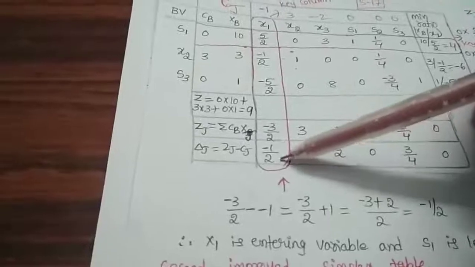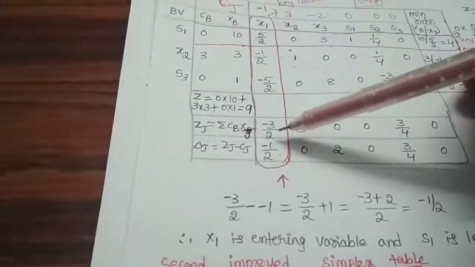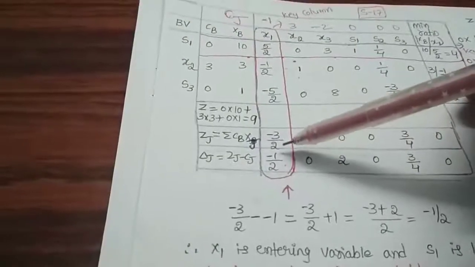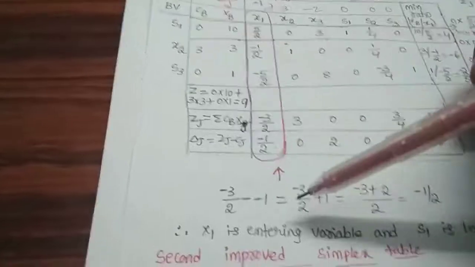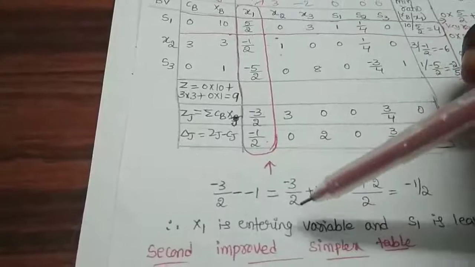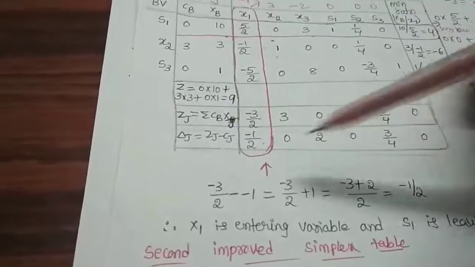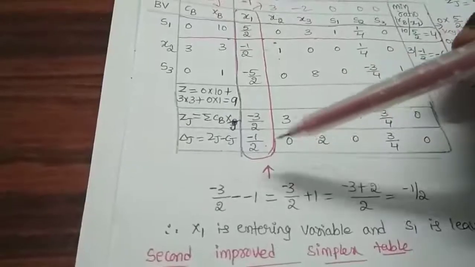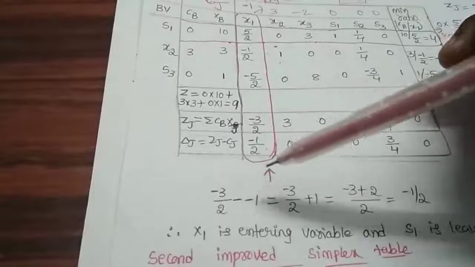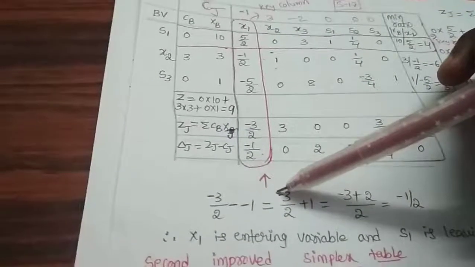Minus 1 by 2. I given here calculation part also, how to get here minus 1 by 2. So that is delta j equal to zj minus cj, that is minus 3 by 2 minus 1. I given here entire calculation detail, that is minus 3 by 2 minus 1 into minus 1 plus 1. Calculate here LCM, minus 3 plus 2 divided by 2 that equal to minus 1 by 2. Now here suppose delta j values are positive values, our problem is completed. But here one negative value, that is minus 1 by 2. So this is the key column.